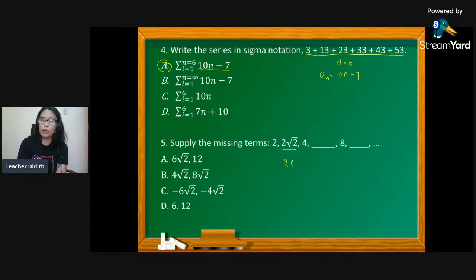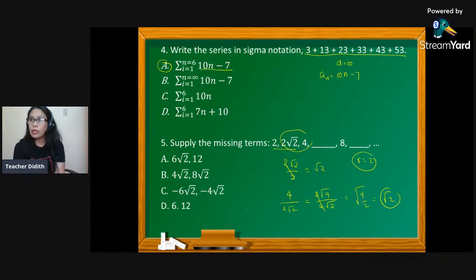For example, we divide 2 square root of 2 by 2, and it turned out to be square root of 2. And then working on 4 divided by 2 square root of 2, we know that 4 is the same as 2 times square root of 4, over 2 square root of 2. So this is square root of 4 over 2, which is square root of 2. So the common ratio is also square root of 2. I'm sure you all agree that it's a geometric sequence. So it has to be multiplying 4 here by square root of 2. So this will be 4 square root of 2.